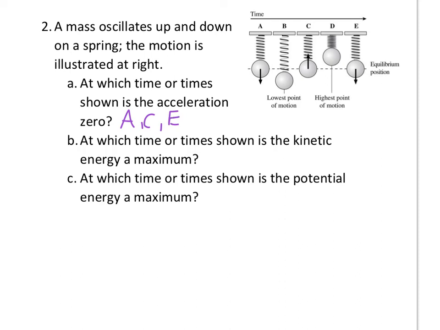Where's your maximum kinetic energy? Maximum kinetic energy is at the equilibrium position. So that's where your maximum speed is. So again, we have A, C, and E. And finally, where is the maximum potential energy? That's where it's at the highest or lowest point. So this would be B and D.